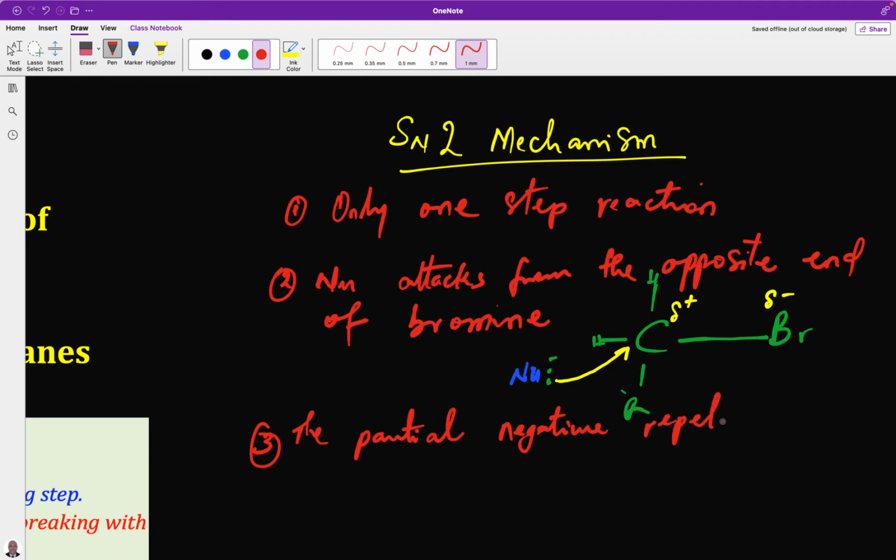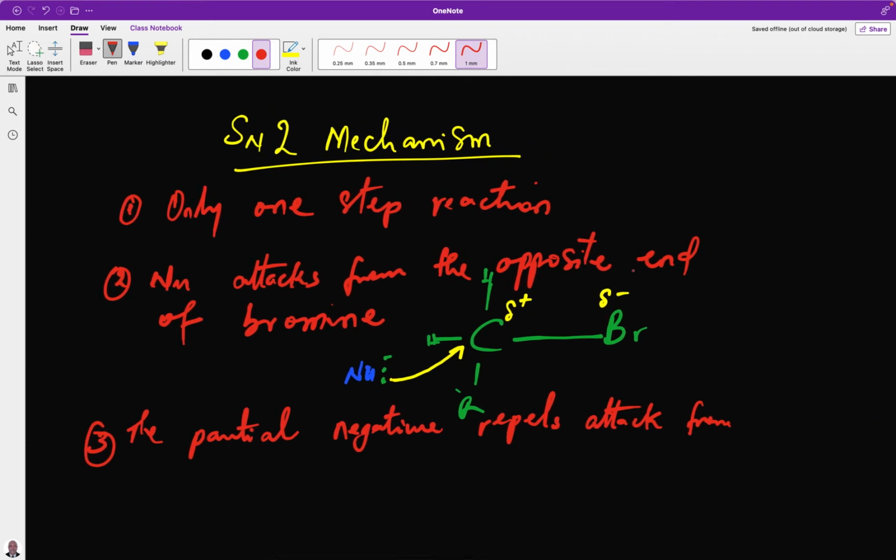This one hinders or repels attack from its side. It will repel attack from its side. So the nucleophile cannot attack from the side of bromine because they will repel it. Like charges will repel, so it will repel the nucleophile. So the nucleophile will have opportunity to attack, but only from this side, and will only attack from this side provided the opposite end has not many alkyl groups.